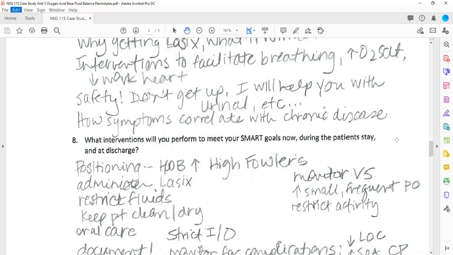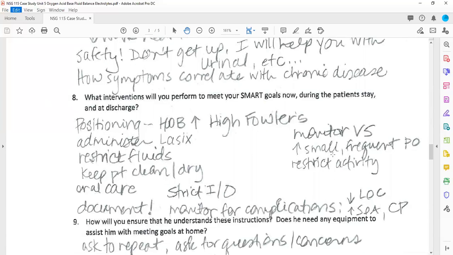trying it again. Restrict his activity, decrease the work of the heart and the lungs. Strict intake and output. We want to document. Documentation is going to help to meet the goals, so we can assess his improvement and the next shift can. And then monitor for complications.